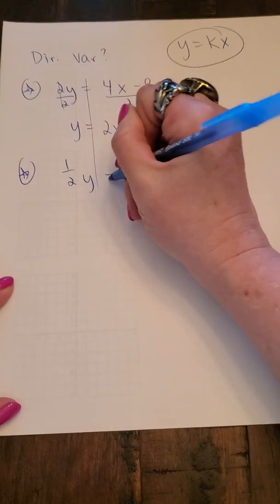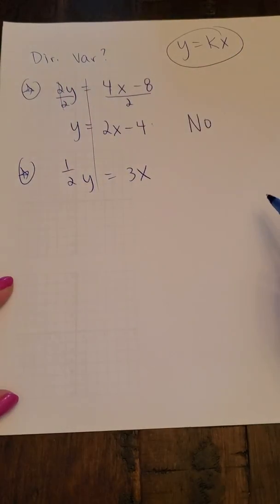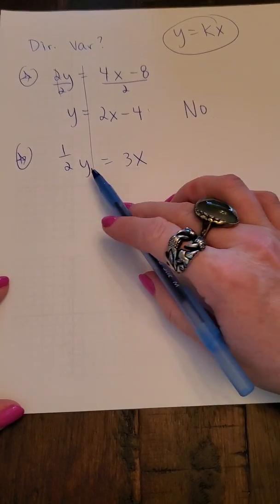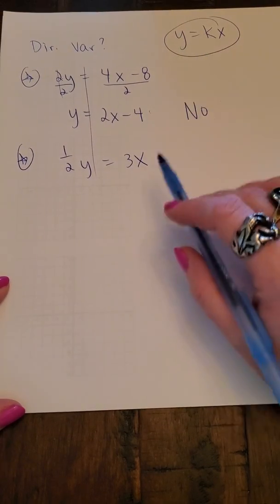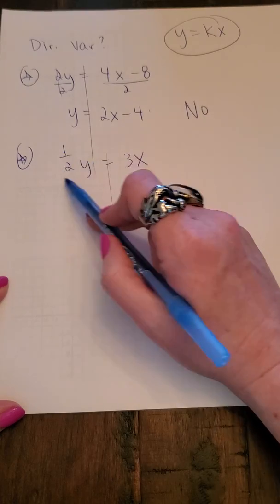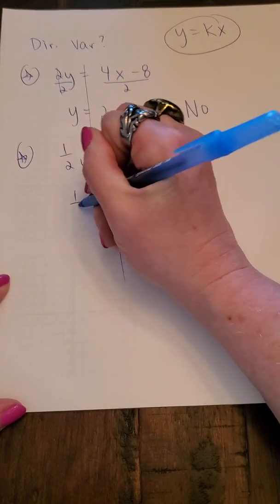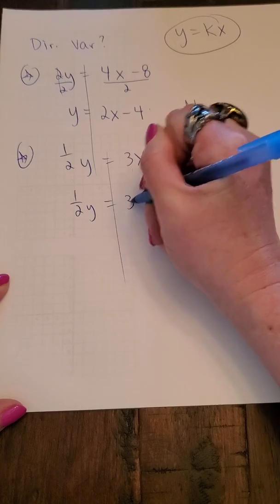1/2 y equal to 3x. Is that a direct variation? I don't know. We'd have to solve for y first. Make it look like this. Okay, let's do that. Here's 1/2 y. I'm going to rewrite the problem down here. So I have the original problem still.